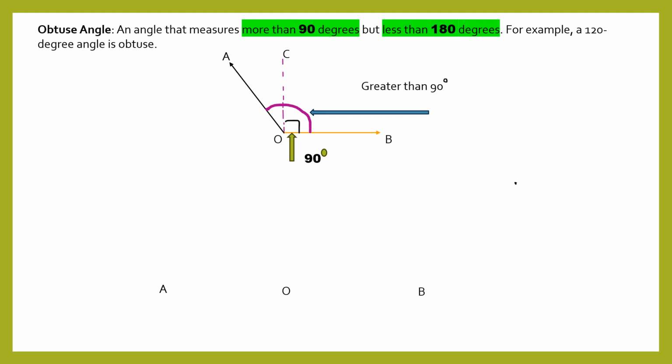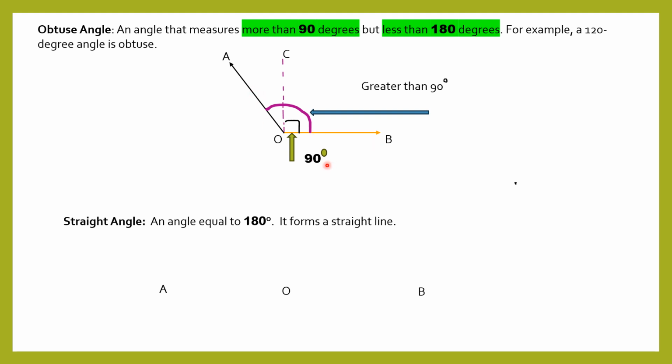If we draw a right angle from the point O, we will see that the angle in the purple is greater than this, which means it is greater than 90 degrees. So this kind of an angle is called an obtuse angle. So in this figure, angle AOB is an obtuse angle.